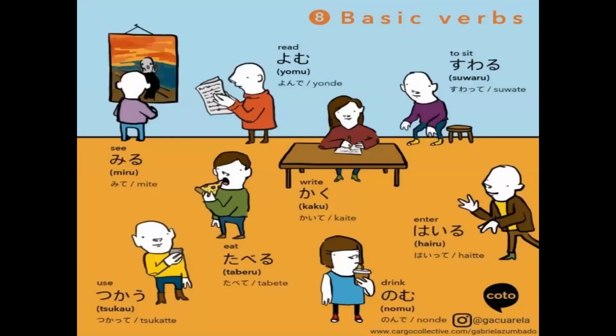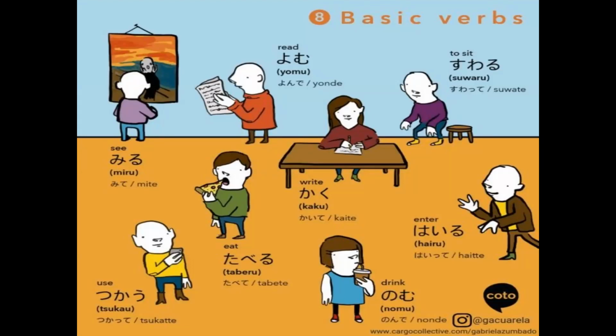So in this picture, we have different samples of the verbs that were already introduced to you. We have yomu, which means to read, suwaru, which means to sit, miru, which means to see, kaku, which means to write, taberu, which means to eat, tsukau, which means to use, nomu, which means to drink, and hairu, which means to enter.